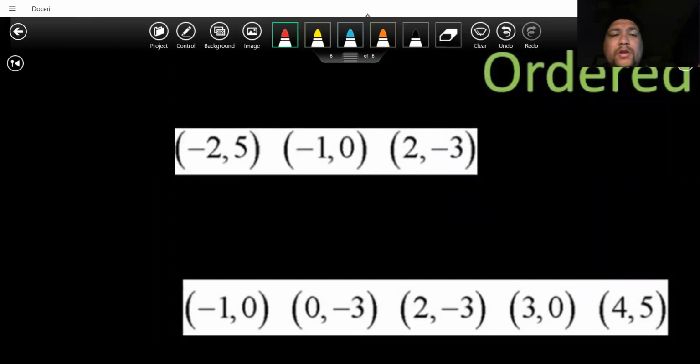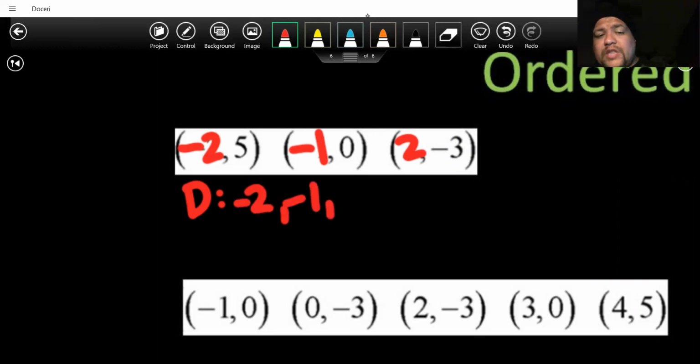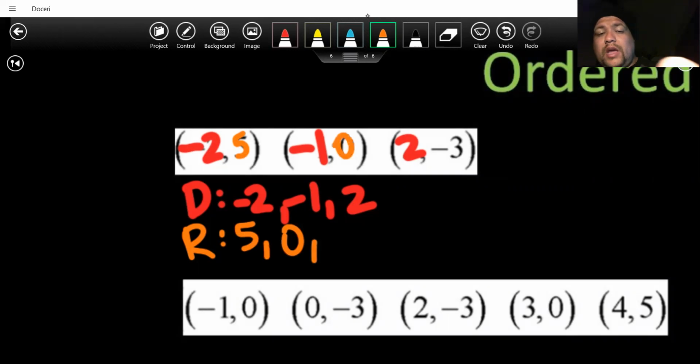And all I really want to do is the first value will represent my input. This is also your X and Y coordinate point. And we said this before that the domain is essentially the X value, is what you're plugging in for X. Our range is our Y value. It's represented by the second number. So 5, 0, and -3. Hopefully you guys find this easy.